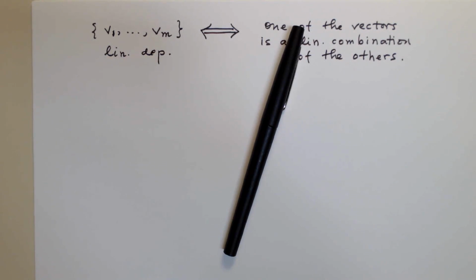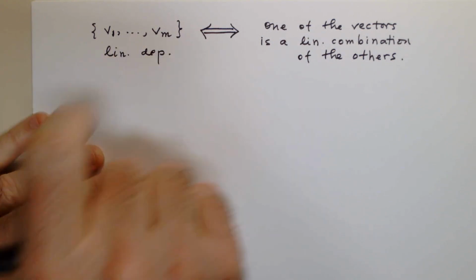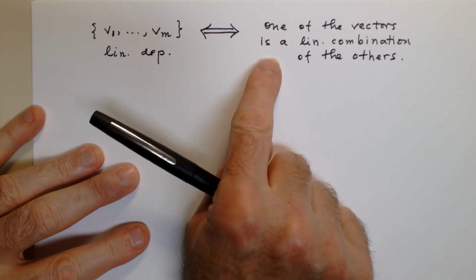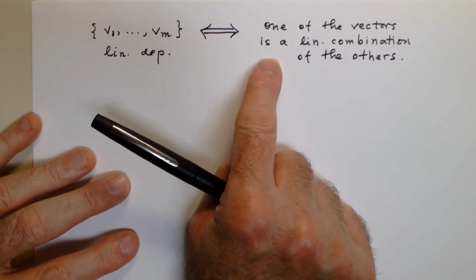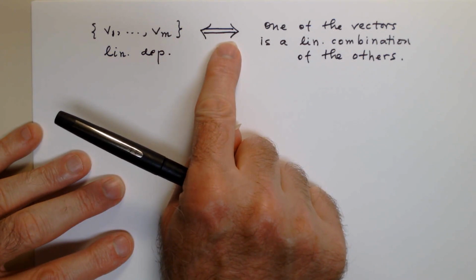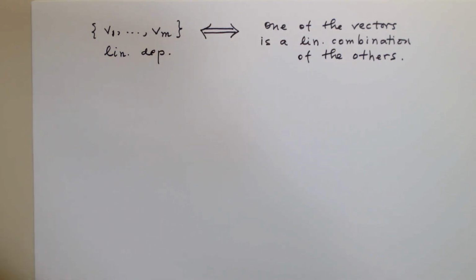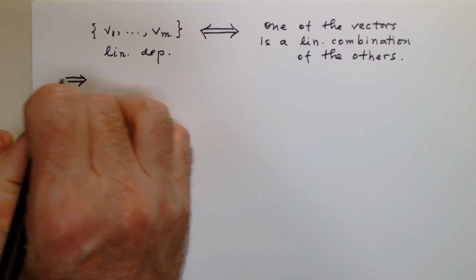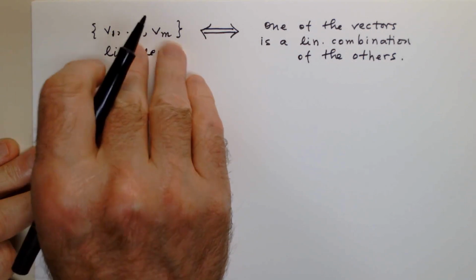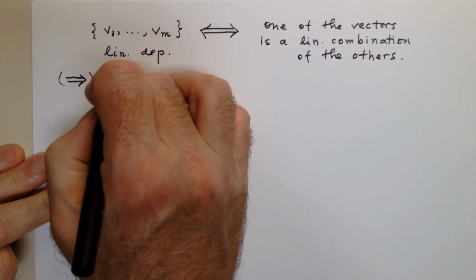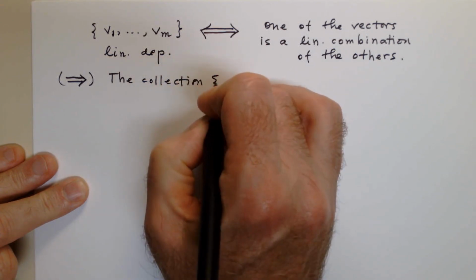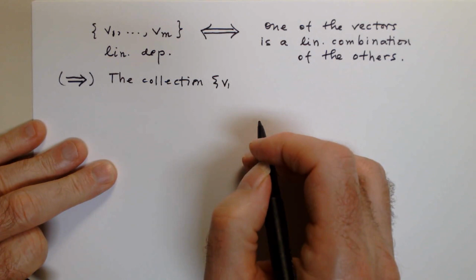Welcome back to the document camera. Let's remember what theorem 2.5 is saying. It says the collection v1 through vm is linearly dependent if and only if one of the vectors is a linear combination of the others. And this is the usual if and only if statement. So there are two directions of implication. Let's prove this direction first. Let's do the forward direction first. So we'll begin by asserting this claim, that the collection v1 through vm is linearly dependent.